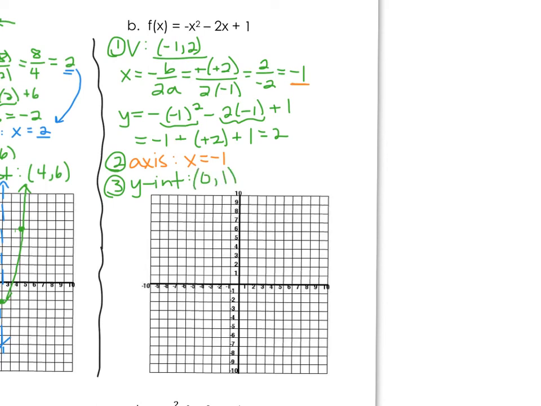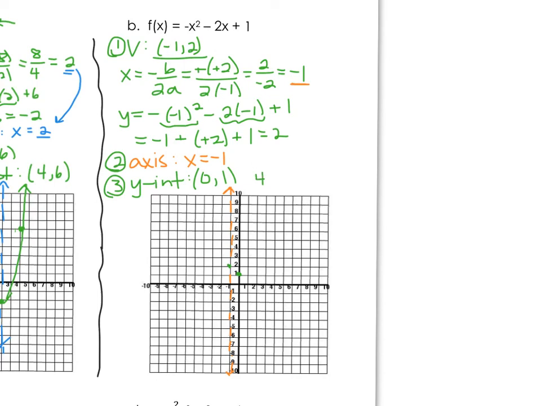Let's go ahead and plot these 3 things. Our vertex is negative 1 up 2. Our axis of symmetry is x equals negative 1, so it's that dashed line all the way through at negative 1. Arrows at the top and bottom. And our y-intercept is 0, 1, over here on the right.